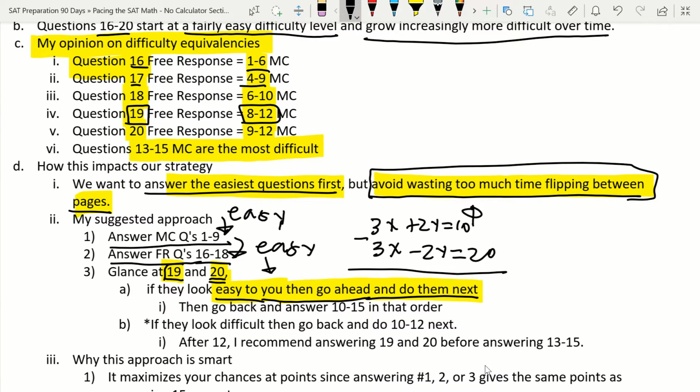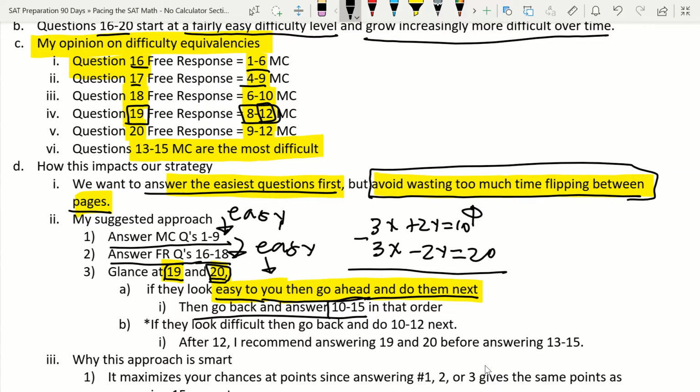Now, if you glance at 19 and 20 and you see that they're going to be difficult, more like a 12 than something like an 8, 9, or 10, and you see this is going to take me like 3 minutes to solve, then you're going to want to go back and answer 10 through 15. Because if 19 and 20 look really difficult, which is possible because they're at the end of the free response section, then we'd say, okay, let me go back and answer 10 to 15 or 10 to 12.